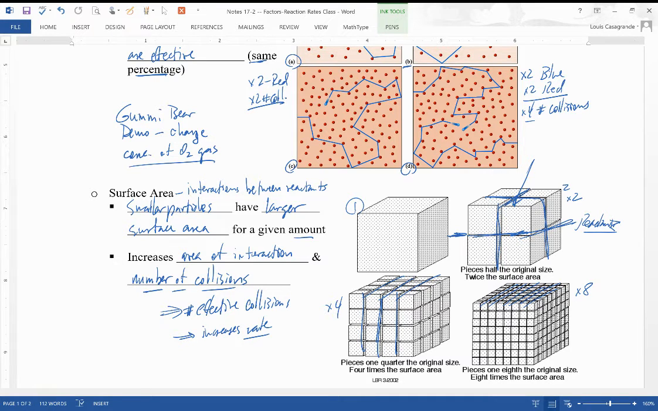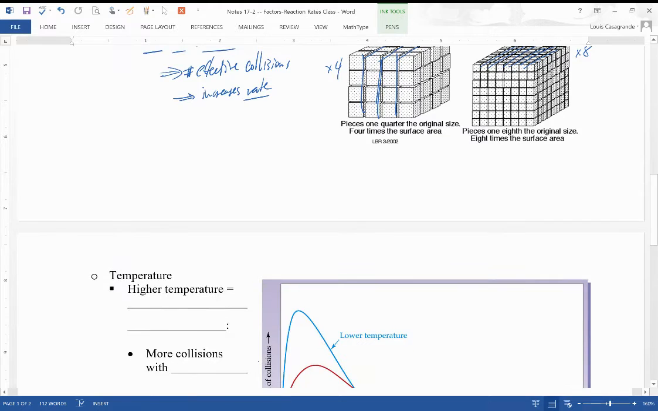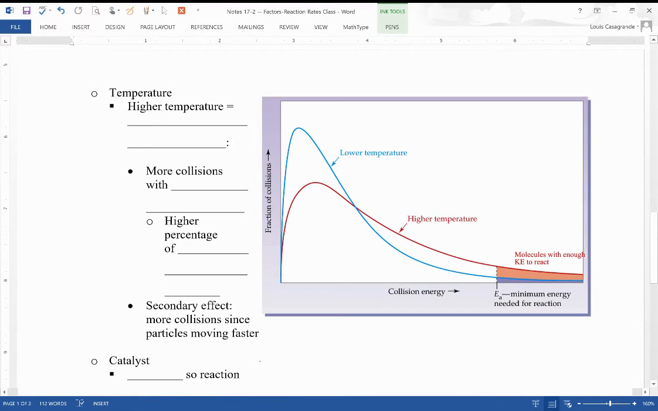Suppose you can't change the number of reactants. Suppose you can't change the concentration. You're already concentrated enough, or other things are preventing that. What else can you do? Well, one of the things that you may think about is temperature.